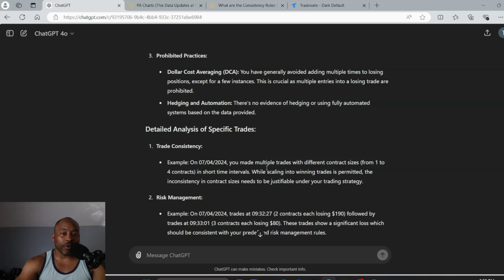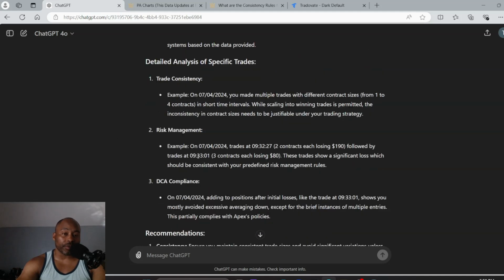So on July 4th, I made multiple trades with different contract sizes, from 1 to 4 contracts, in a short time interval. While scaling into winning trades is permitted, the inconsistency of contract sizes needs to be justifiable under your trading strategy. Risk management on July 4th, yet again, at 9:32: two contracts lost $190, followed by three contracts losing $80. These trades show significant loss, which should be consistent with your predefined risk.